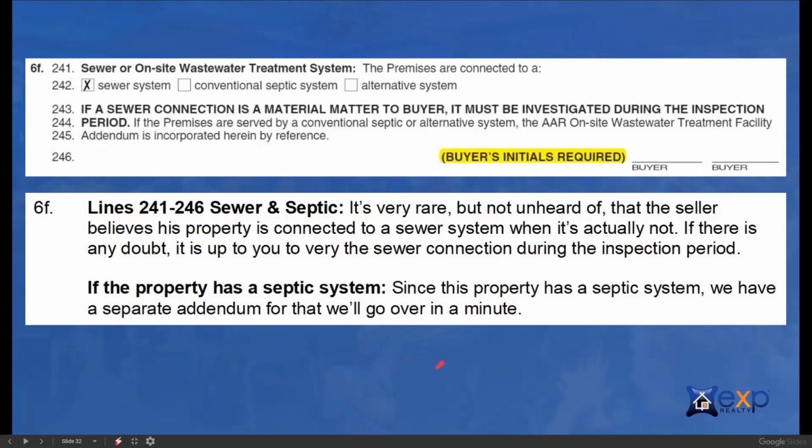One thing to keep in mind, back then the seller property disclosure statement, that form did not exist. We didn't have it. There was no such thing. But the only disclosure that they were relying on was what was stated in the MLS. It said in the MLS it was connected to sewer.